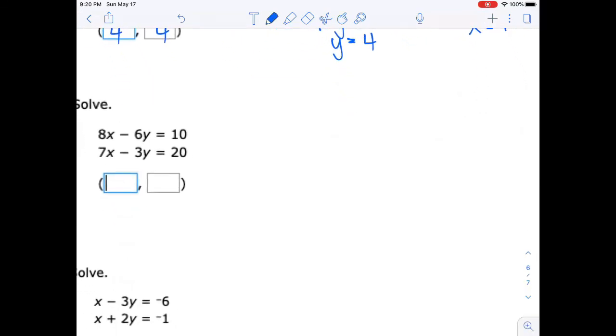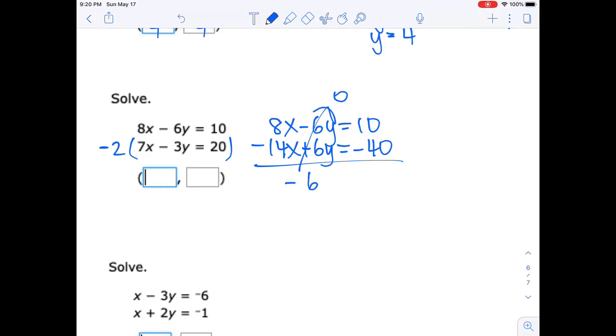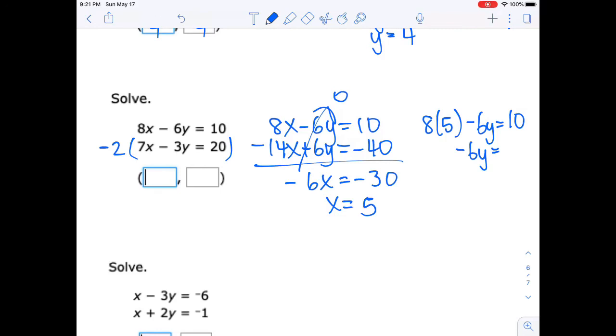Okay, I'll do one more here. I'm going to multiply the bottom by negative 2 so that I can eliminate the y's very easily without having to multiply both equations. So you add them, and you get negative 6x equals negative 30, so x equals 5. And I just substitute that into the first equation. Again, it doesn't matter which one you choose. Subtract 40. So you get 5 and 5. 40 minus 30 is 10. And 35 minus 15 is 20.